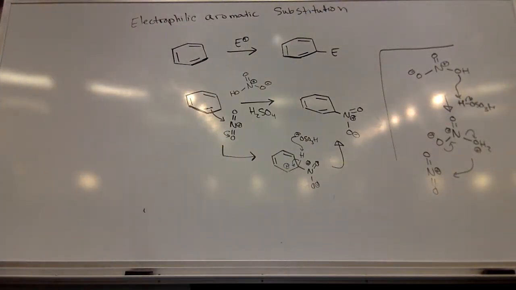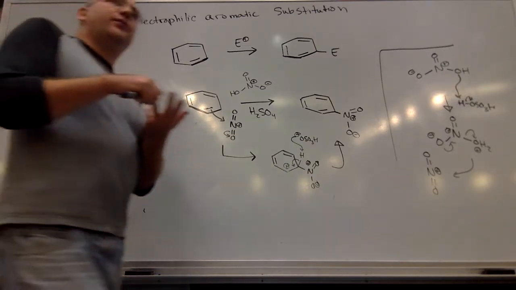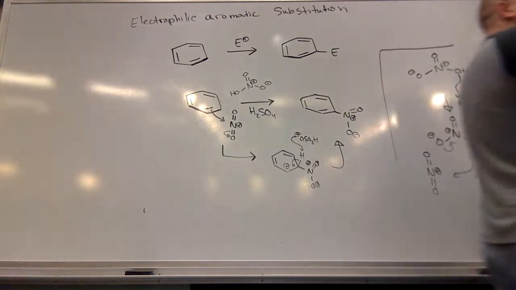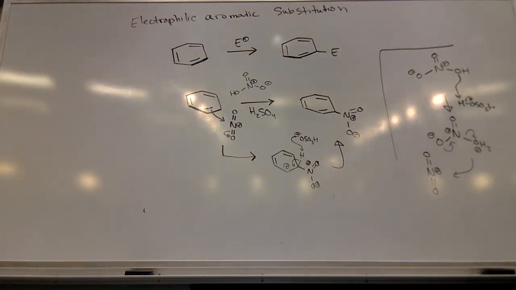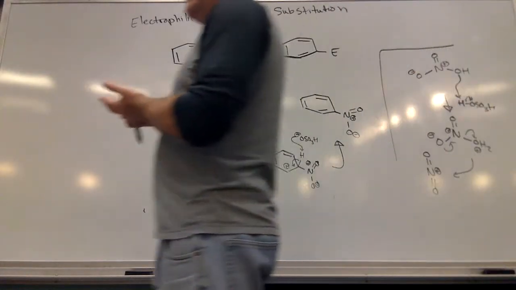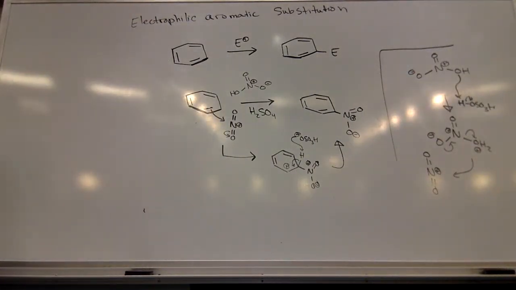Acid chlorides, activate the acid chloride with aluminum trichloride. So the SO3, to put on sulfonic acid, activate the SO3 with sulfuric acid. Put a nitro group on, activate nitric acid for electrophilic attack with sulfuric acid.